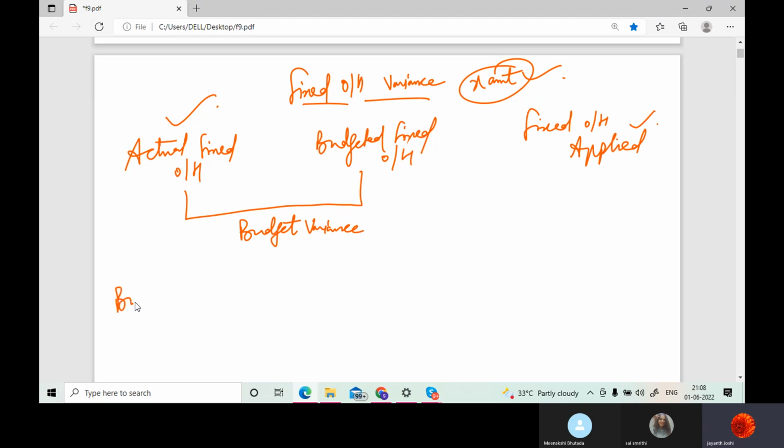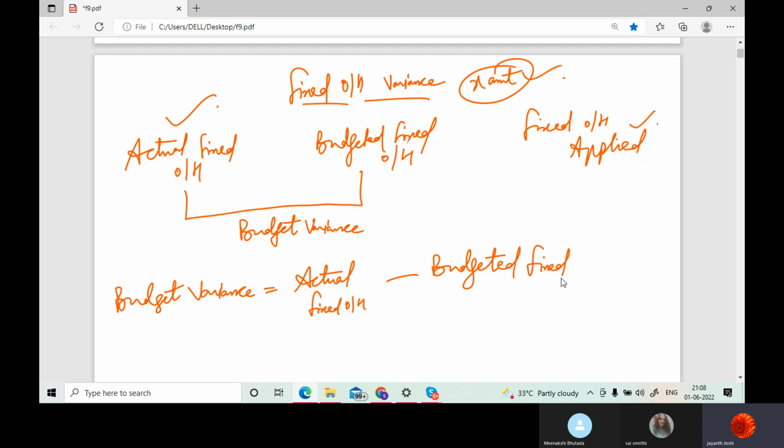Now the formula for budget variance: actual fixed overhead minus budgeted fixed overhead. So just make a note of this.